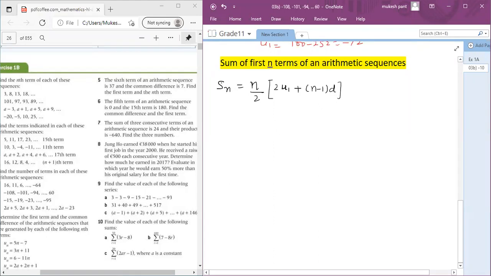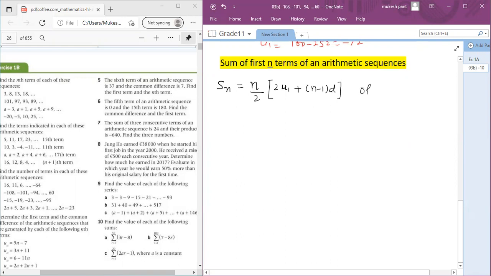So Sn equals to, Sn is what? Sum of first n terms of an arithmetic sequence. So this is n over 2 square bracket 2 times u1 plus n minus 1 times d.